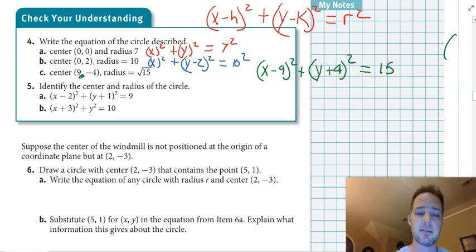You don't need to put a positive or a negative because we know the radius is a length, so it's going to be a positive value. So you don't need to put plus or minus when you square that one. Number 5 says identify the center and radius.